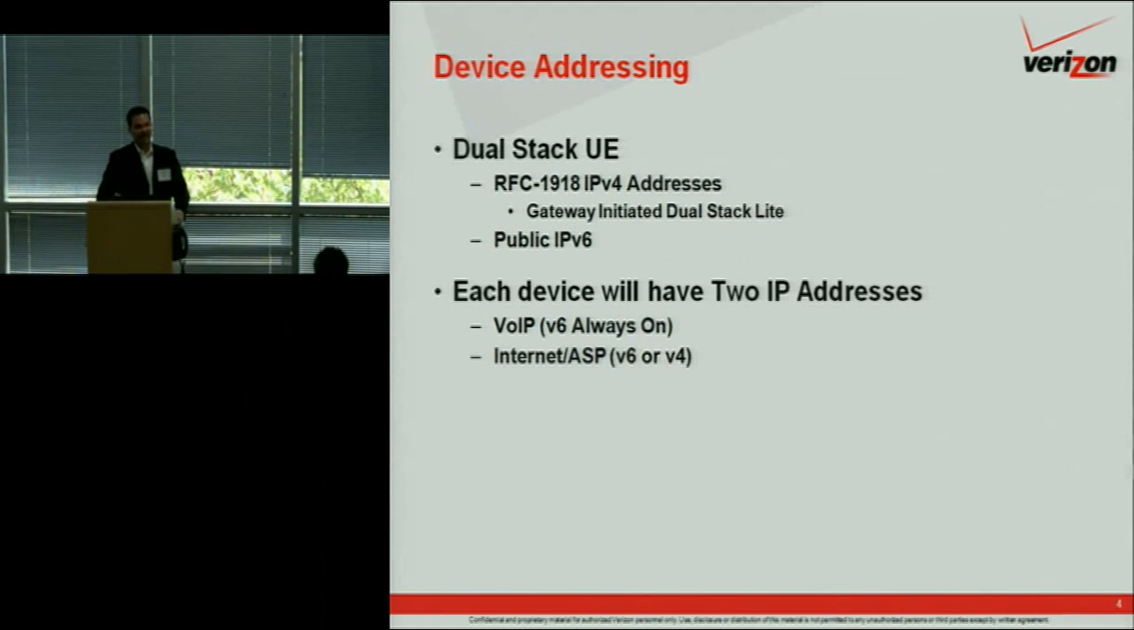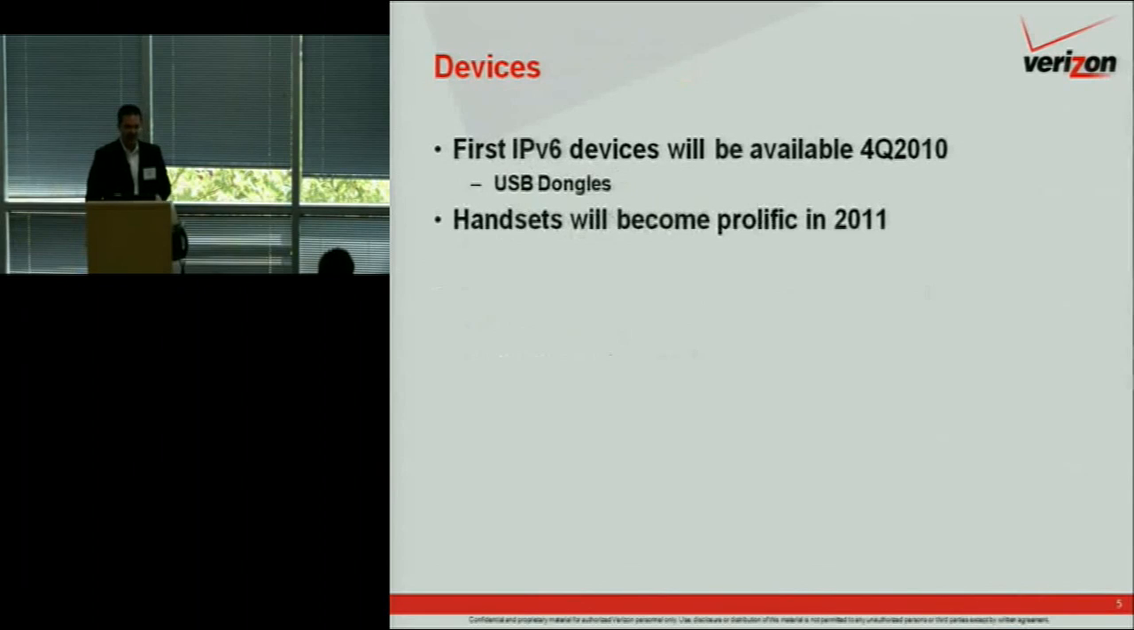So as far as LTE, when we launch later this year, everything is going to be dual stacked, and of course the IPv4 address is going to be 1918. The V6 address is going to be a public /64. All the devices are going to have 2 IP addresses. One's always going to be registered to the VoIP network, and the other is going to be for the data APN.